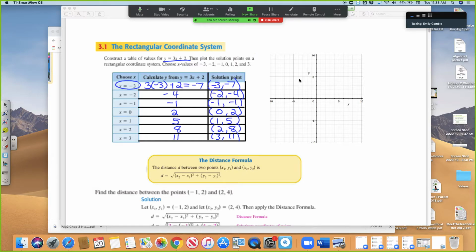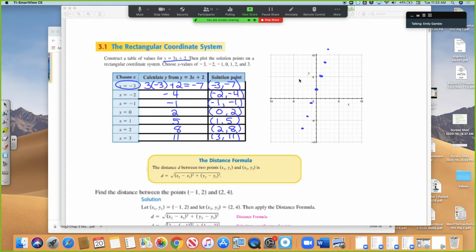-3 on the x means start at 0 and go 3 to the left, and then down 7. So right around here. -2, -4 would be 2 to the left, 4 down. -1, -1 would be 1 to the left, and then down 1. 0, 2 would be right on the y-axis, just up 2. 1, 5 is to the right 1, up 5. 2, 8, over 2, up to 8. And then the last one doesn't quite fit, over 3, up 11 would be a little bit above 10 there.